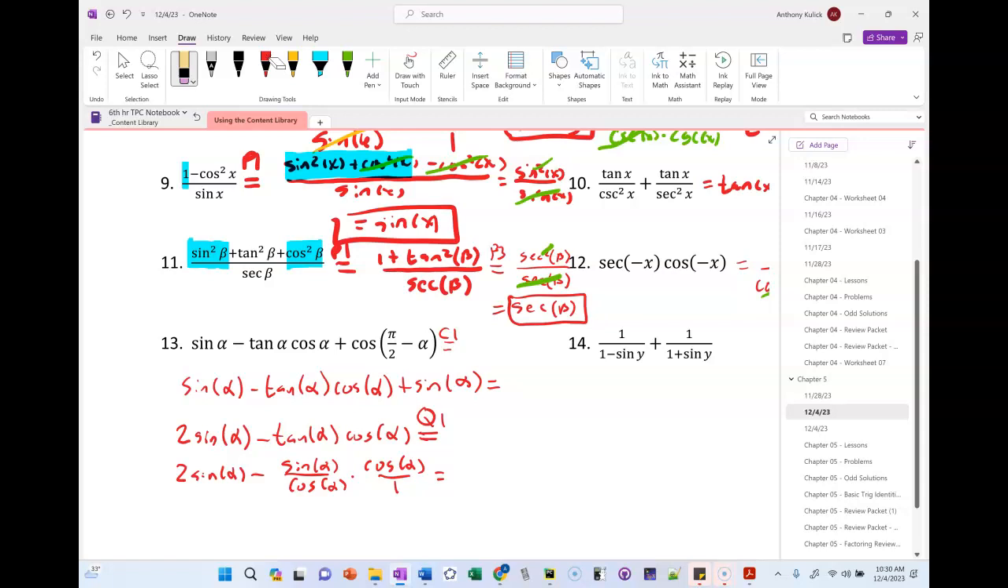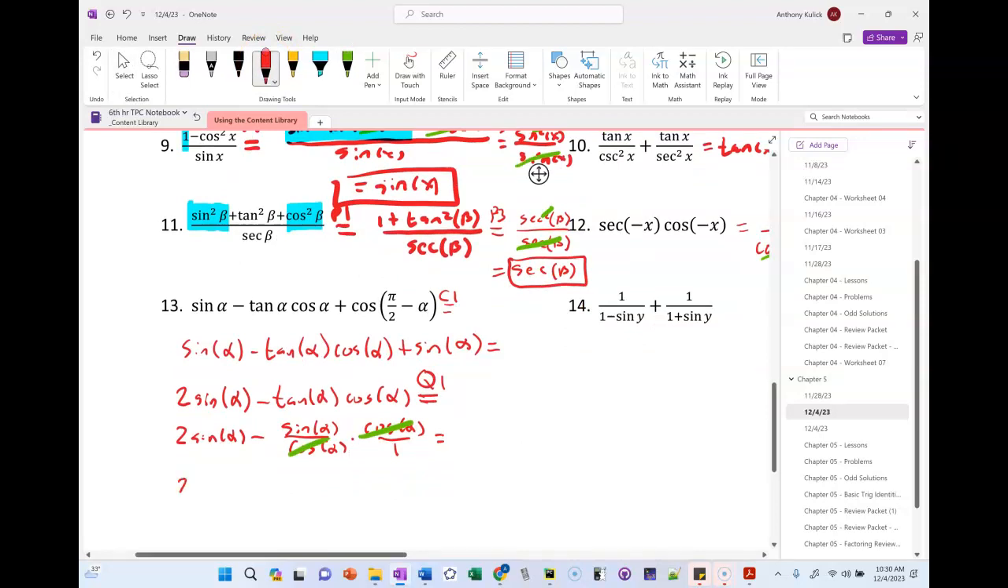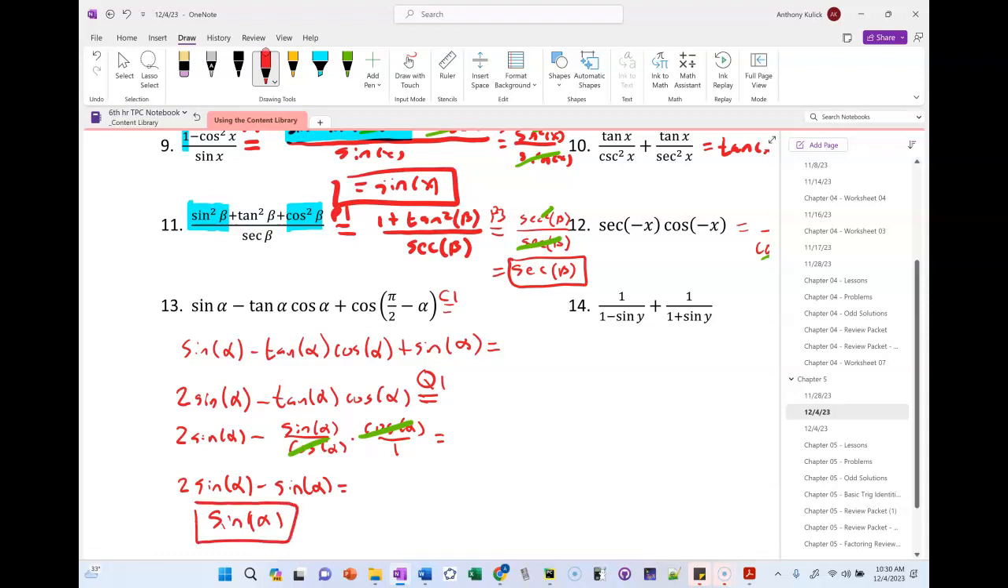But I think you guys are next. Okay, so we'll cross out the cosine. Great. Yep, we can reduce those. So we get sine x. Yep, and then we can combine the like terms. So 2 sine alpha minus sine alpha is just sine alpha. And we're done.